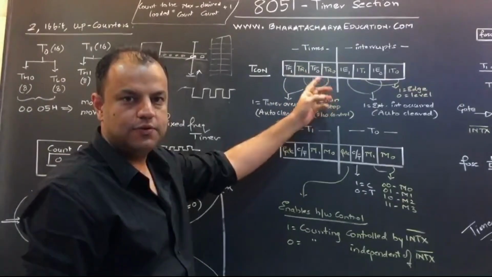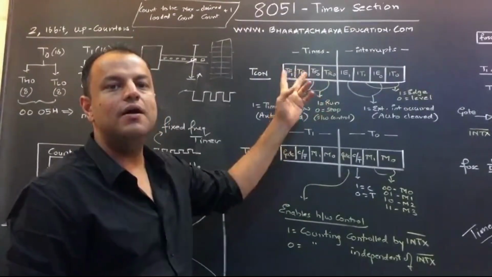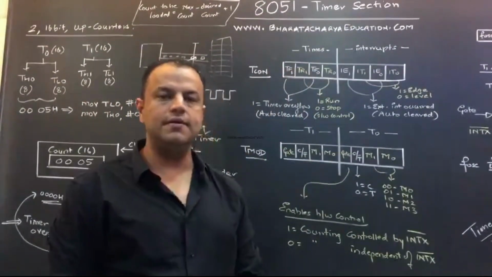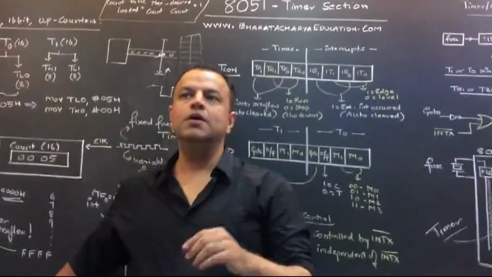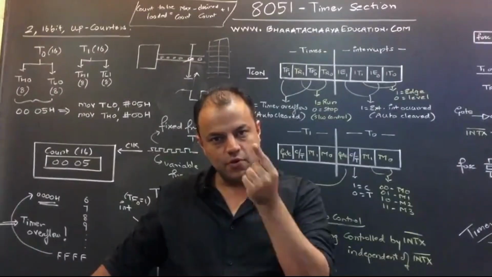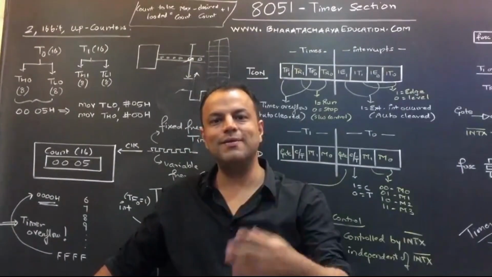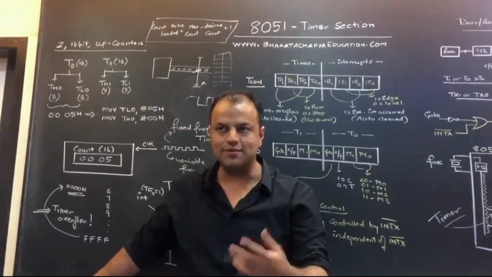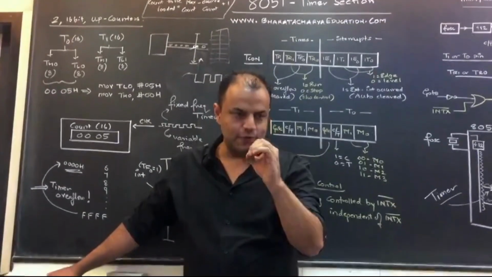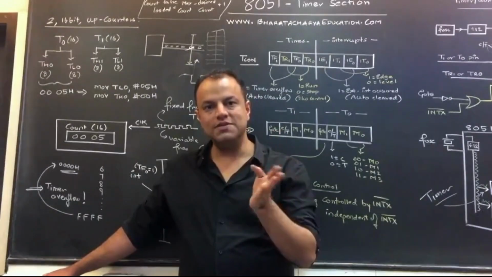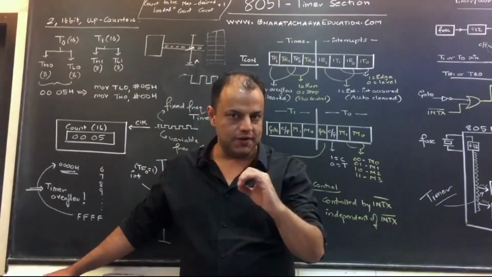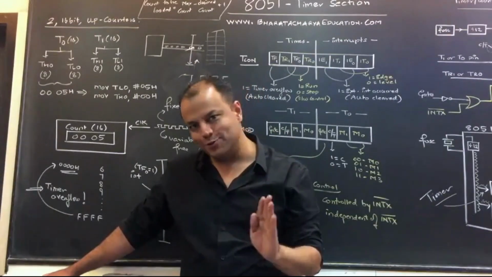Now, TR1 and TR0. These are called timer run bits. I repeat, they are called timer run bits. Very important bits from the programming point of view. When you make these bits 1, you are saying the timer should start. It should run. When you make these bits 0, the timer will stop. Again, making them 1 will start the timer. Making them 0 will stop the timer. Tell me, did you understand?